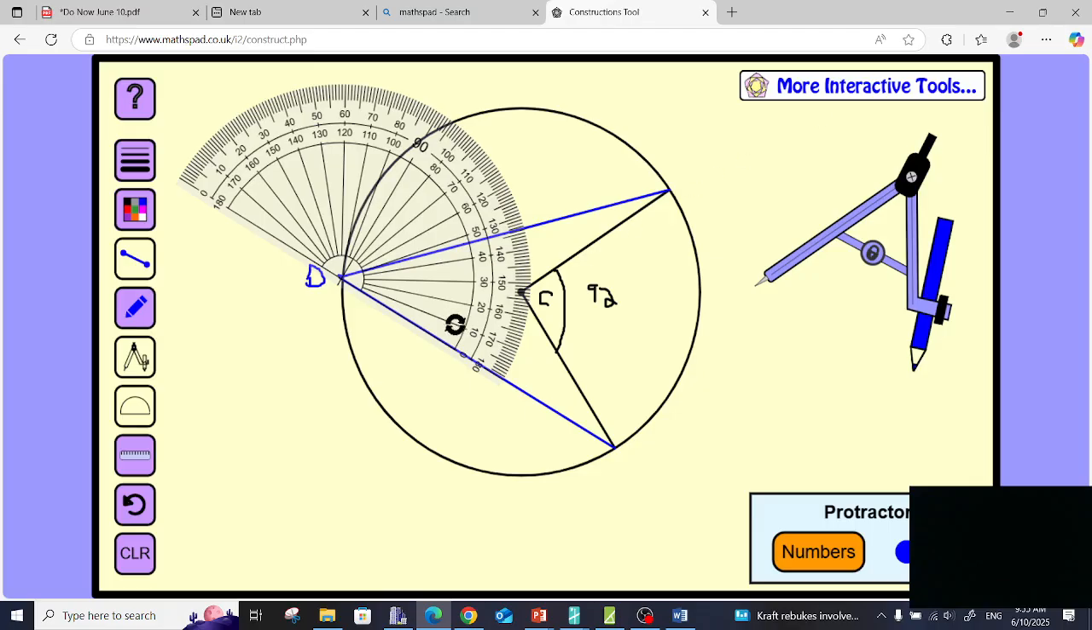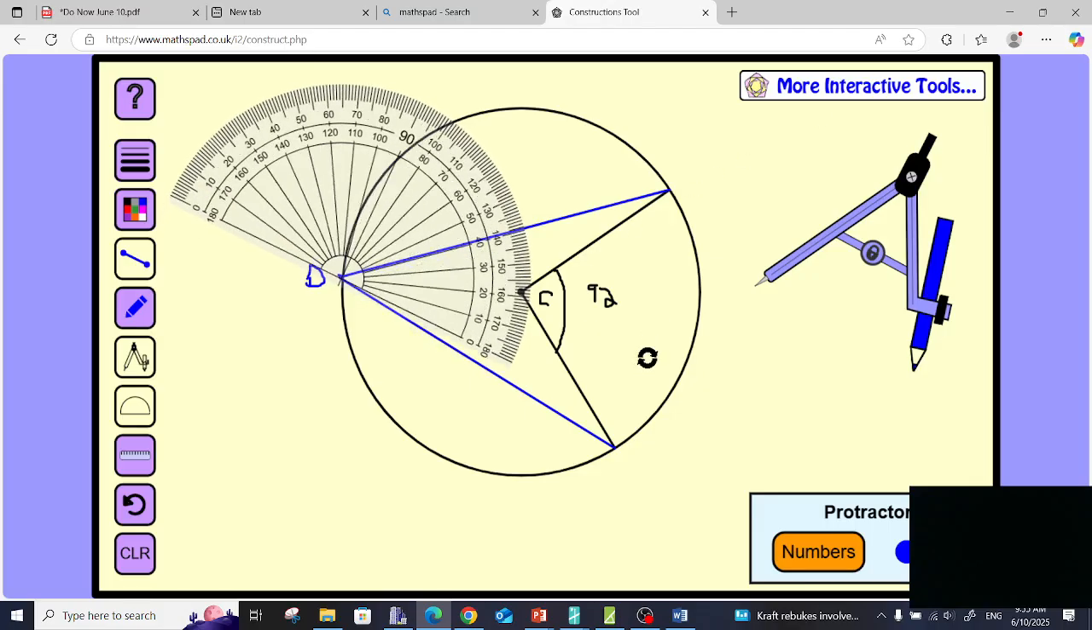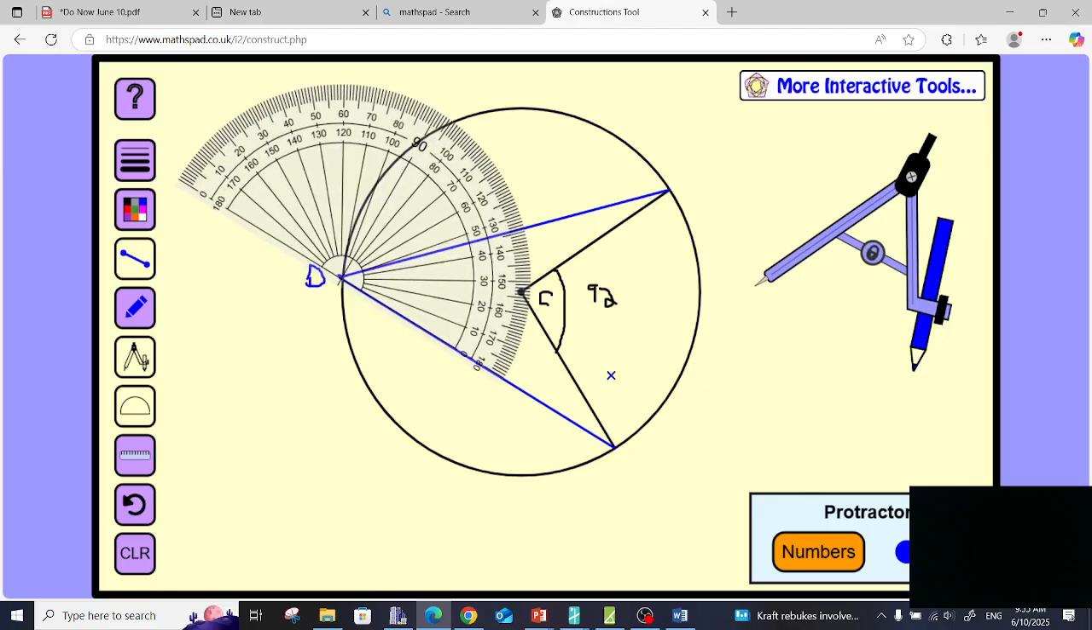Mine is 46 degrees. Yours may be a bit different. I don't know what yours is. So go ahead and measure your angle. Measure this angle right here.